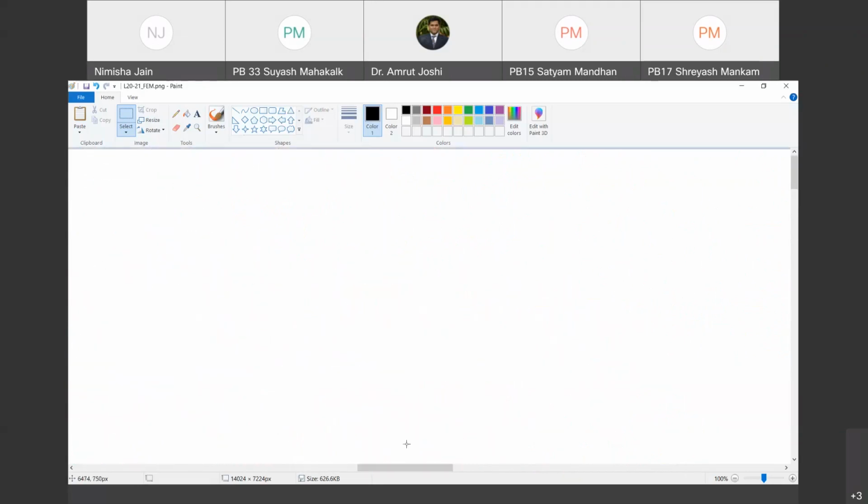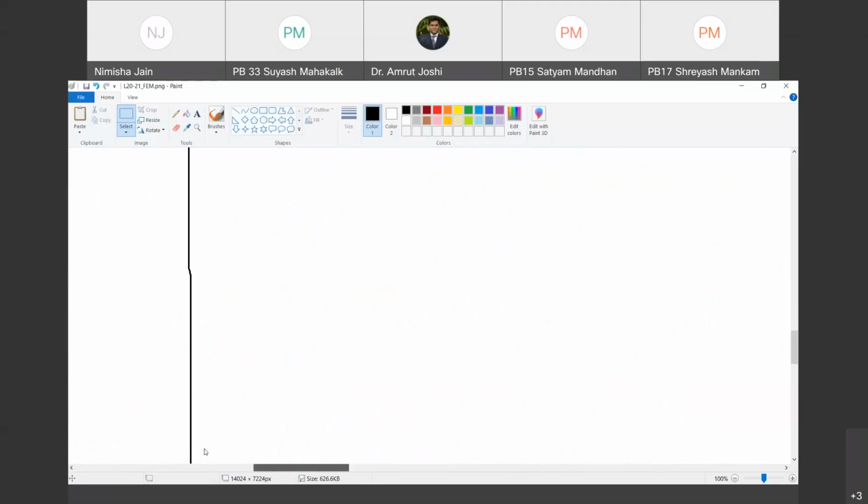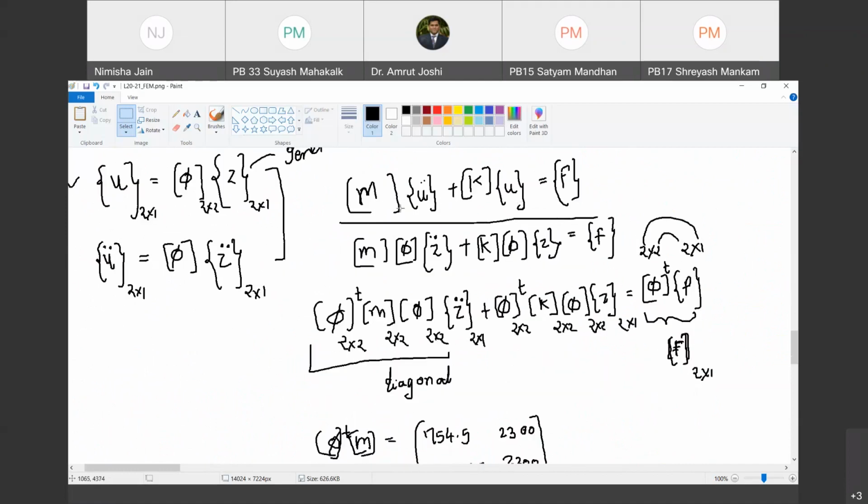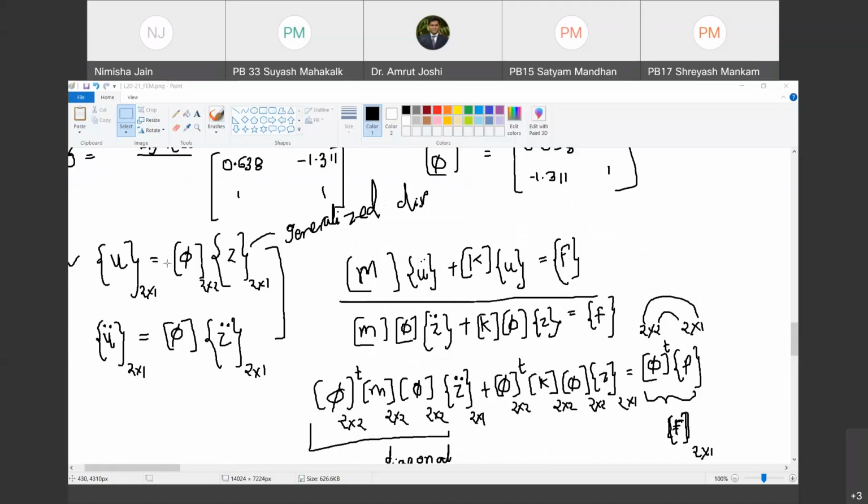So let's have a look here. This is the parent equation of motion, M u double dot plus K u equal to f. Are you with me? Yes, sir. I'm quick. We have done all this, but I'm quickly revising the things so that the picture is in perspective. Now, we have made a substitution. U is equal to phi times z. Are you with me? Yes, sir. What is phi matrix? Phi matrix is the matrix of eigenvectors of M inverse K. Happy? Okay, sir.